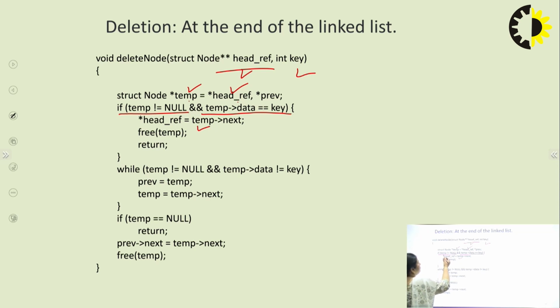So if temp is not equal to null and temp data is key, what does it mean? It means the head is having the key value. If head is having the key value, then what is getting deleted? The head itself. Okay, and what will be head now? The second node. So head ref will be temp next. It means the head will point to second node and head address is contained in temp. So that node will be free. Memory will be set free. So we have deleted the first node.